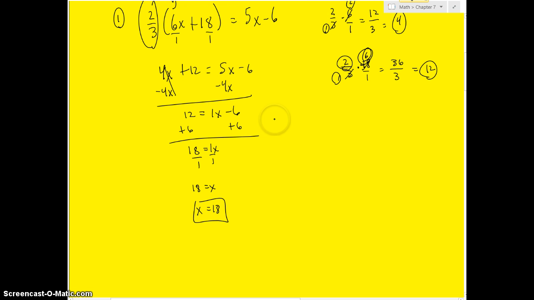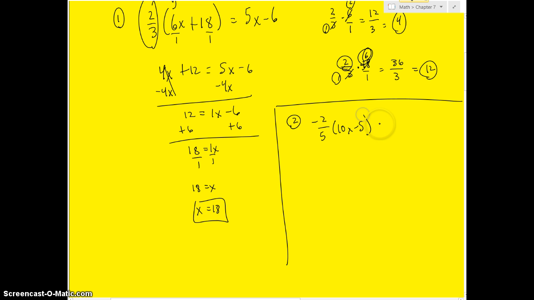Second example of a similar type problem, I'm going to draw right here. Okay, if I had negative 2/5 times 10x minus 5 equals 6x plus 10. Again, using the shortcut, we'd say negative 2 times 10 is negative 20, and negative 20 divided by 5 is negative 4x.